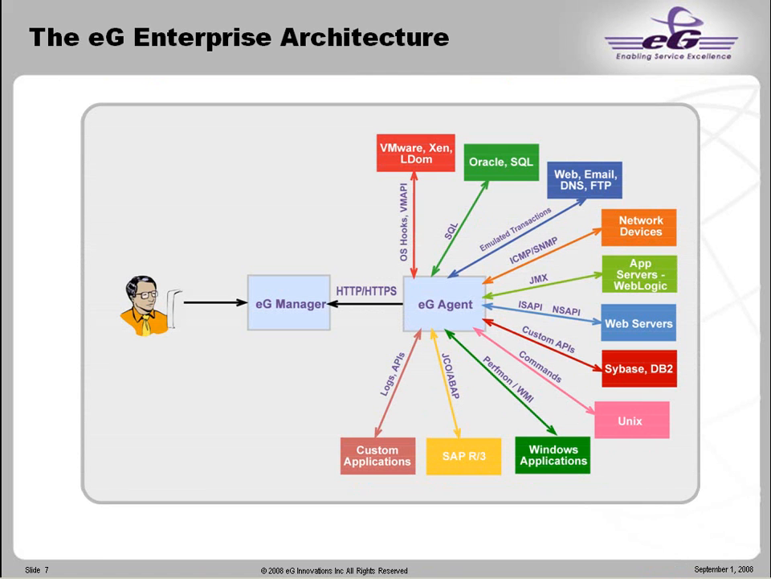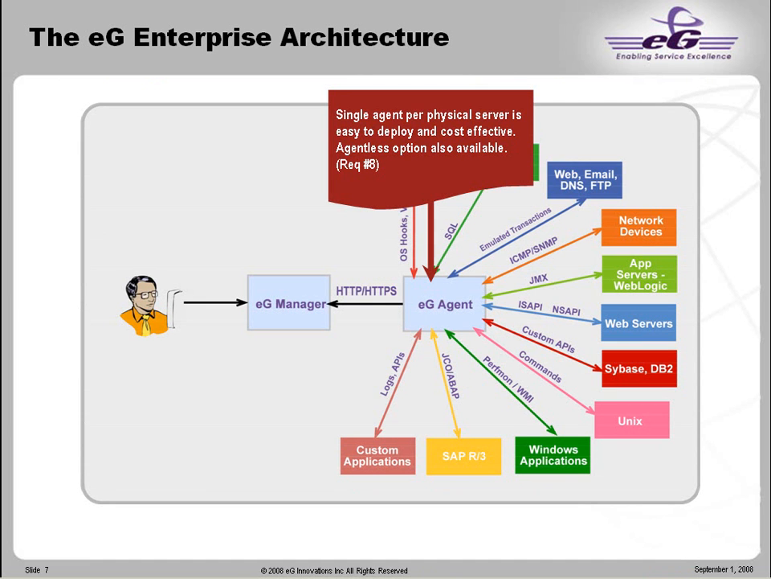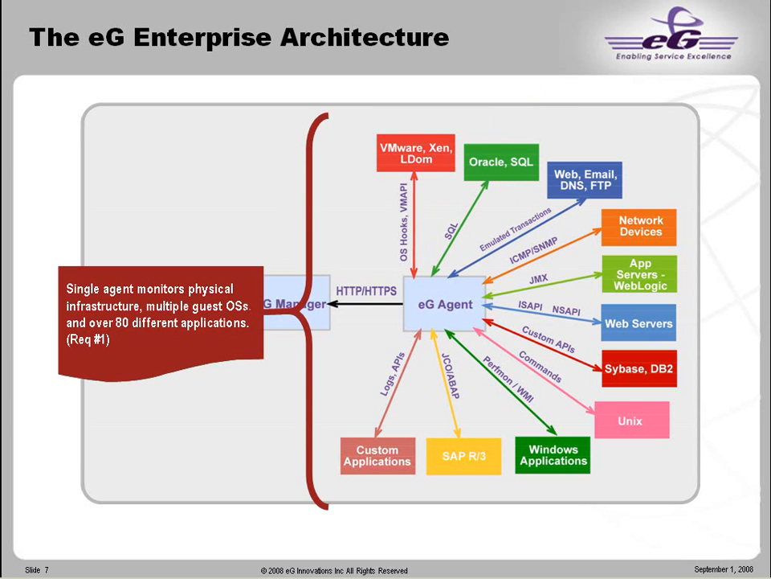Let's take a look at the EG Enterprise architecture. EG Enterprise uses a single agent per physical server, so it is easy to deploy and cost-effective. An agentless option is also available. The single agent monitors physical infrastructure, multiple guest OSs, and over 80 different applications. There is no need for any knowledge modules or smart plugins. The licensing is independent of the hardware capabilities of the server: 1, 2, or 4 CPUs.